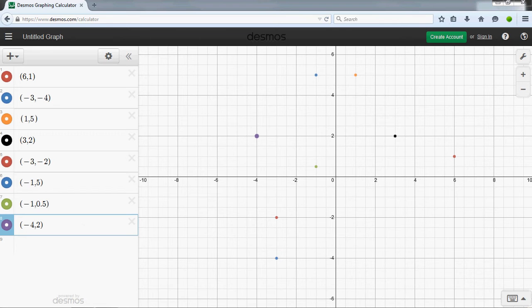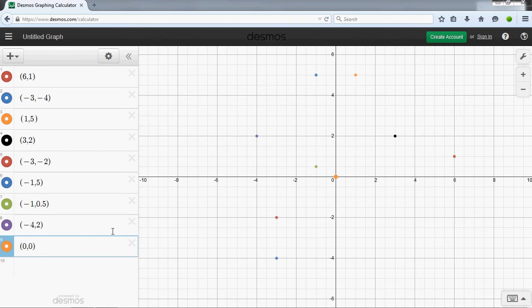Now this next one, let's see if we can predict where this is going to land. (0, 0). So we start out here, and we go over 0 on the x-axis, which is right here, and we go up 0 on the y-axis, which is right here. So this should end up square in the middle. Oh, which it does.